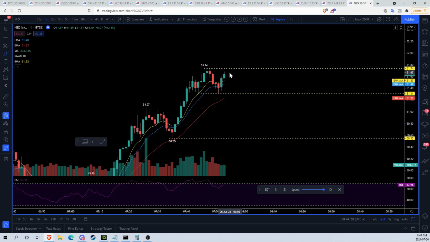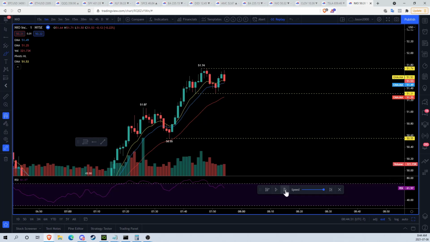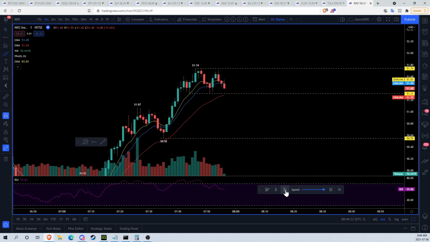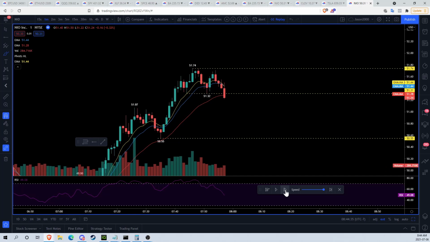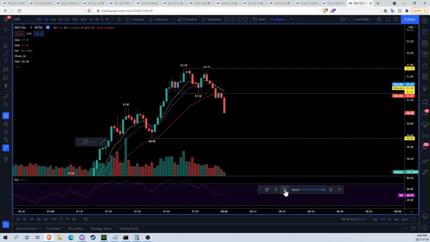If we see a lower high under 51.74 and we see a loss of 51.31, then that is an execution of that pattern, and we're going to stop out at 51.30. So let's see what happens here. A little bit of a pullback. Can we hold this 51.31? No, we break it, and then we start consolidating to the downside.